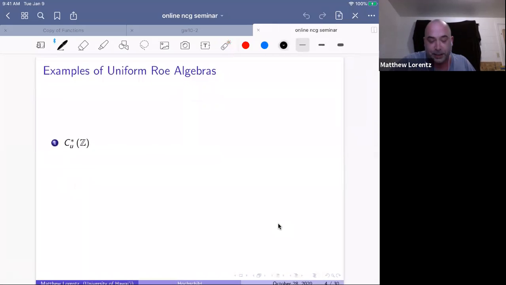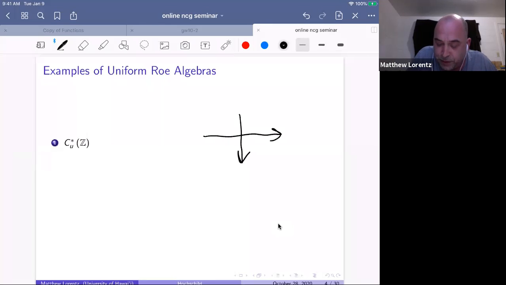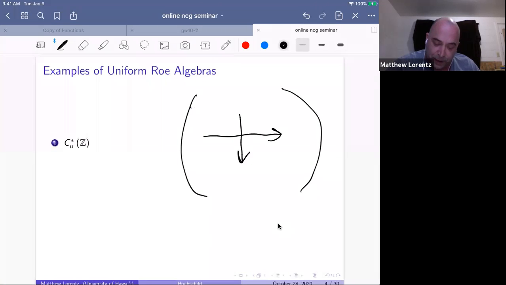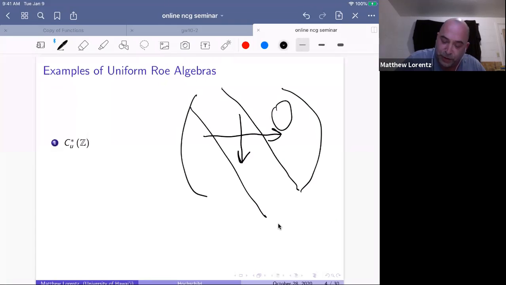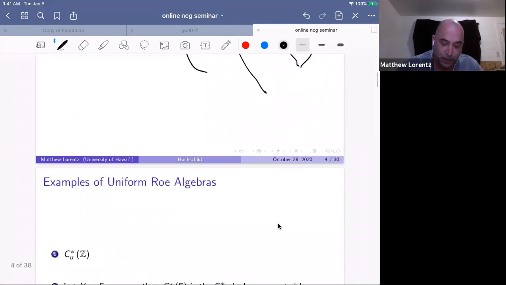I really like to think of these things as matrices. So if we're taking the uniform roe algebra over Z, we would have a copy of Z going that way, a copy of Z going this way. It's a great big matrix. And for the finite propagation ones, the non-zero entries lie in a band by the diagonal. And then we take all of those and take its norm completion.